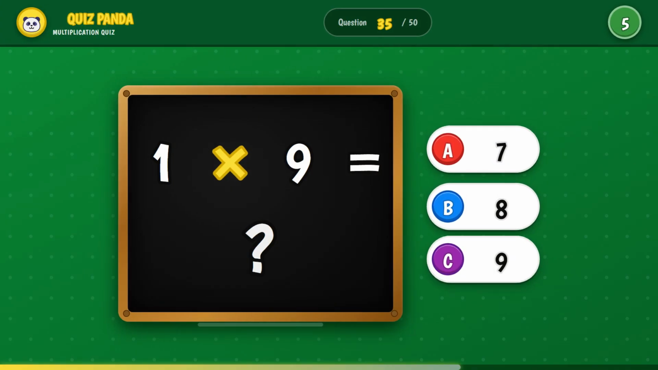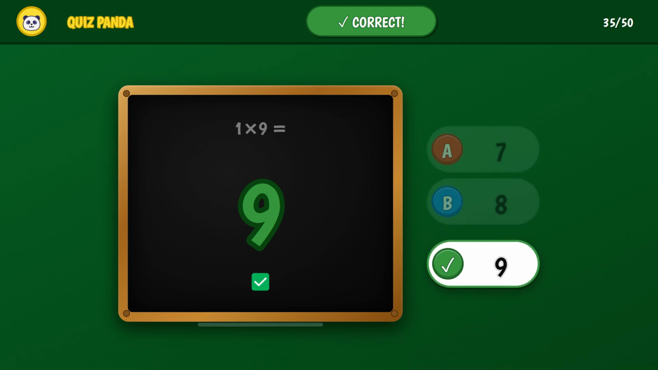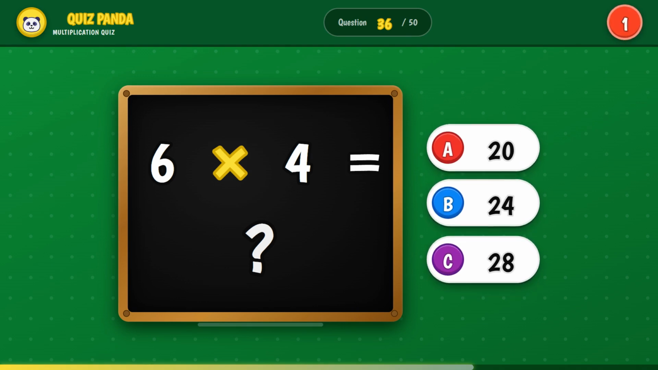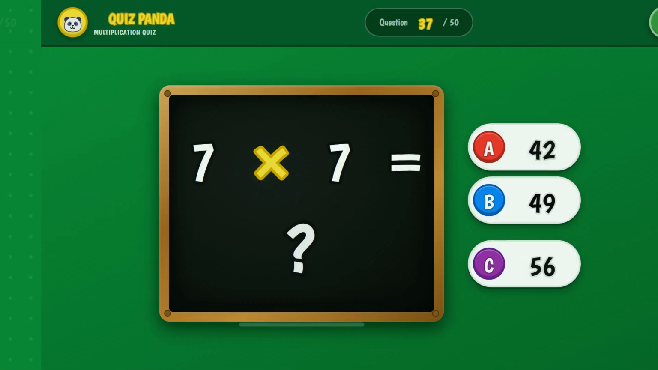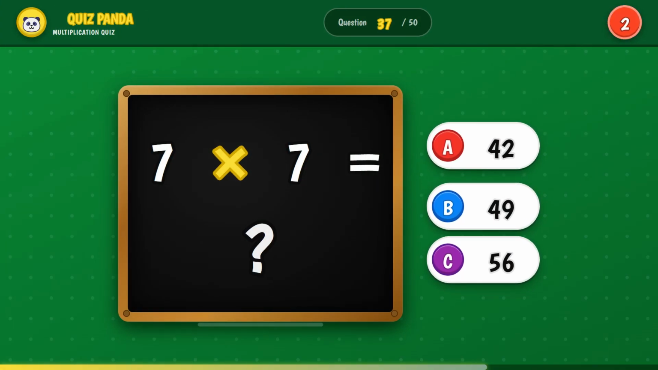Question 35. What is 1 times 9? The correct answer is C, 9. Question 36. What is 6 times 4? The correct answer is B, 24. Question 37. What is 7 times 7?